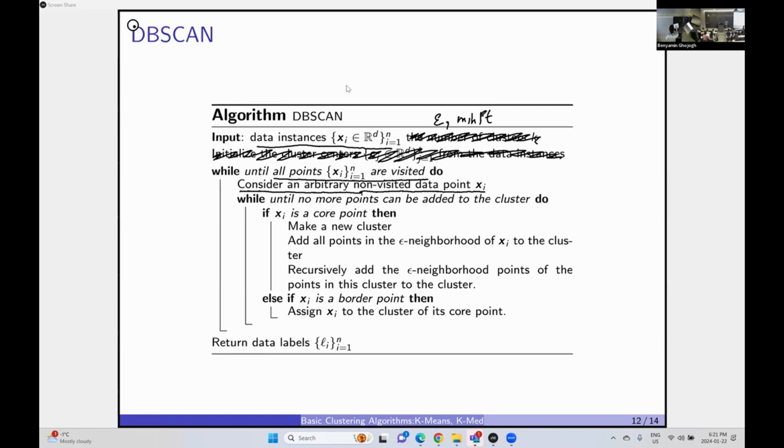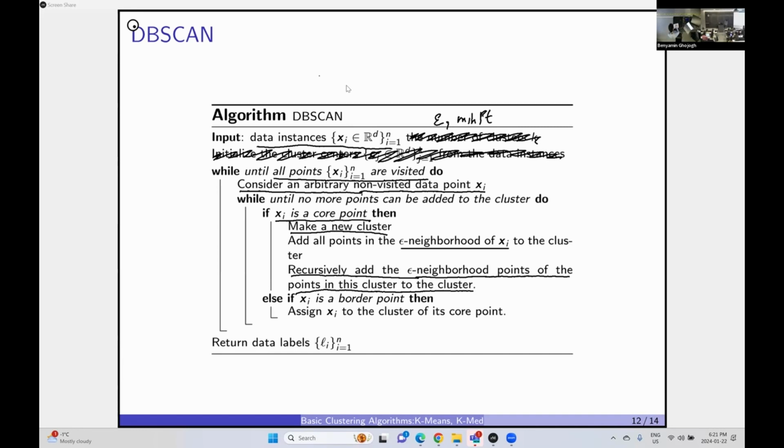Then, if xi is a core point, we can check by its neighborhood. We can check how many points are in its neighborhood. If it is a core point, then we make a new cluster. Then we add all of the points in the epsilon neighborhood of xi to that cluster. Then we recursively add the epsilon neighborhood of points in the cluster to that cluster.